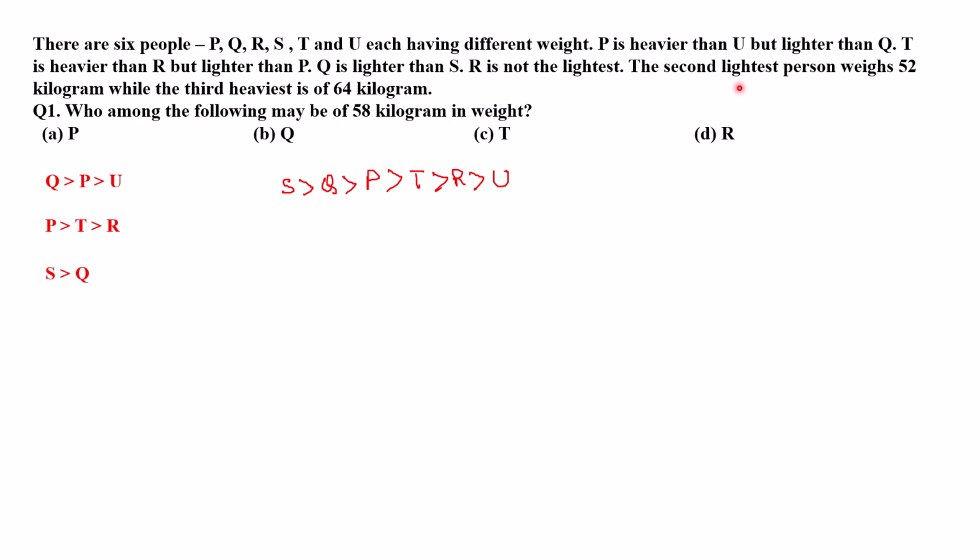Now it is given that the second lightest person weighs 52 kilograms. So who is the second lightest person? Here it is R, isn't it? The weight of R is 52 kilograms, so here I write 52 kilograms. And then the third heaviest person: this is the first heaviest, second heaviest, third heaviest, which is 64 kilograms. Now the question is, who among the following may be of 58 kilograms? 58 kilograms lies between 52 and 64, and there is only one person between them, which is T. So the answer will be T, isn't it? So the first answer is option C.